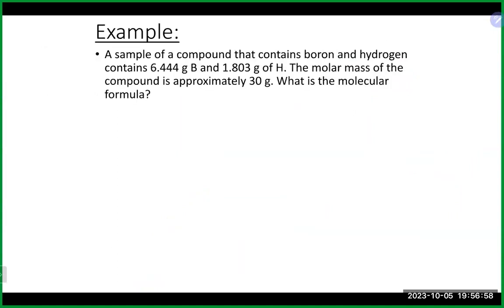So go and get after it here. Calculate the molecular formula of this compound that is made up of 6.44 grams of boron and 1.803 grams of hydrogen. So boron is 10.81, and our hydrogen is 1.008. You want the molecular formula here, which means you need the empirical formula, the empirical formula's molar mass, and the approximate molar mass of the compound, which can usually be found in the problem. So see what you come up with here.